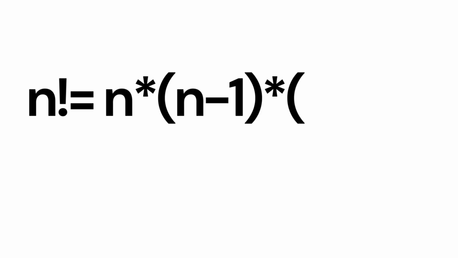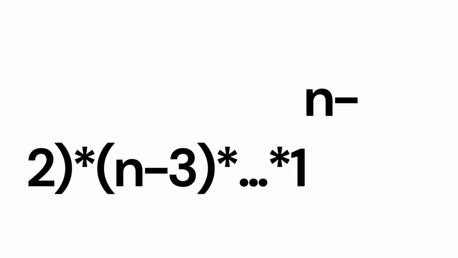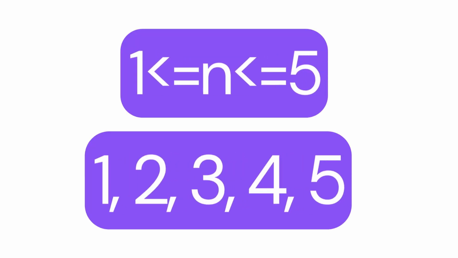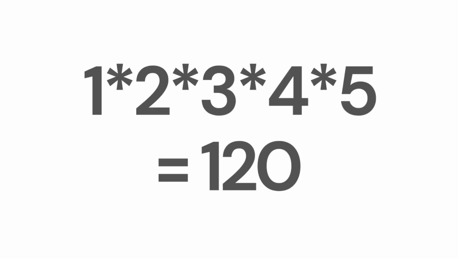Factorial is the number obtained by multiplying all the positive integers that are less than or equal to a given positive integer. For example, if I consider 5 factorial, all the numbers that are less than or equal to 5 include 5, 4, 3, 2, and 1. If I multiply all together, then I get 120 as a number.